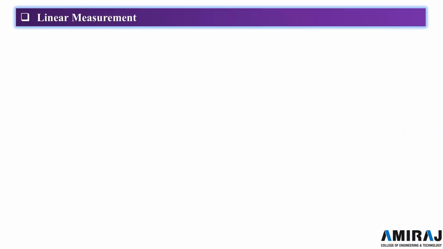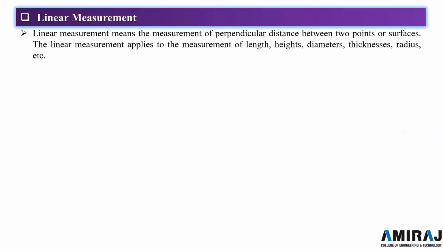Now, first, what is linear measurement? Linear measurement means measurement of perpendicular distance between 2 points or surfaces. Last time we have seen about the line standard and end standard. Linear measurement is applied to measurements of length, height, diameter, thickness, radius, etc. So these are the things we are supposed to measure using linear measurement.